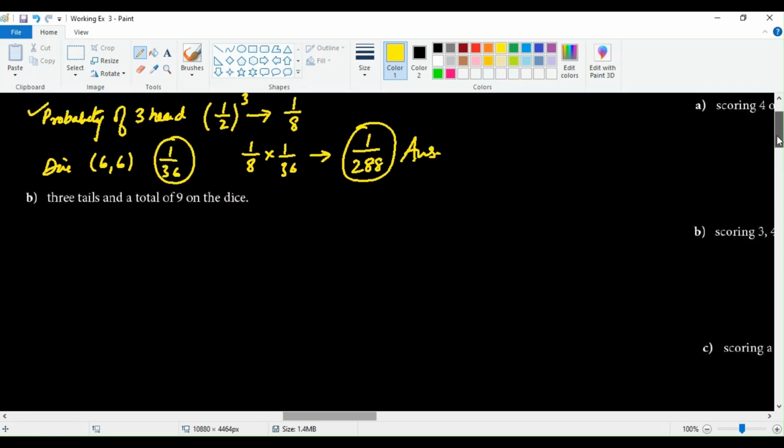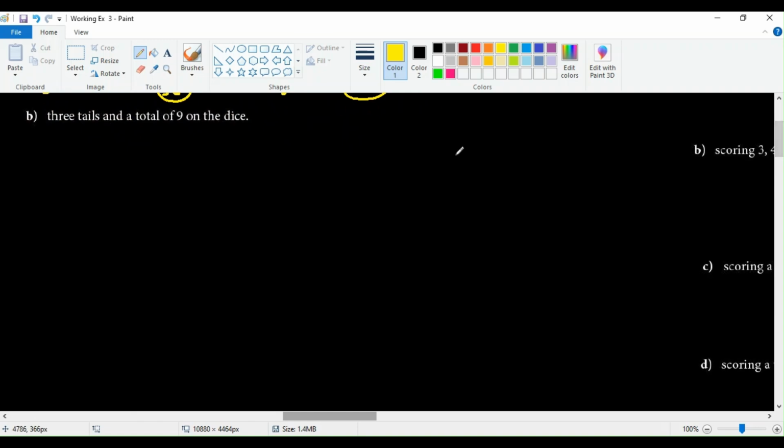Moving on to part B. Now it says 3 tails and a total of 9. That means the probability of having 3 tails is, since heads and tails are both the same, going to be 1 over 8.